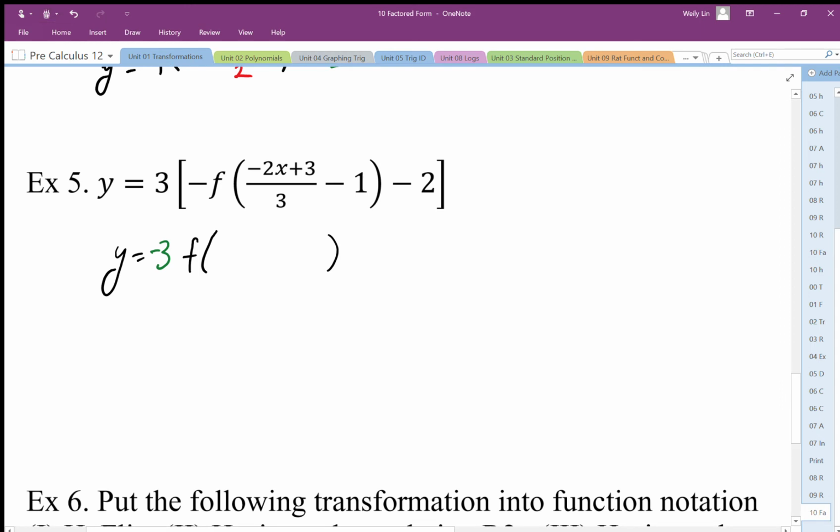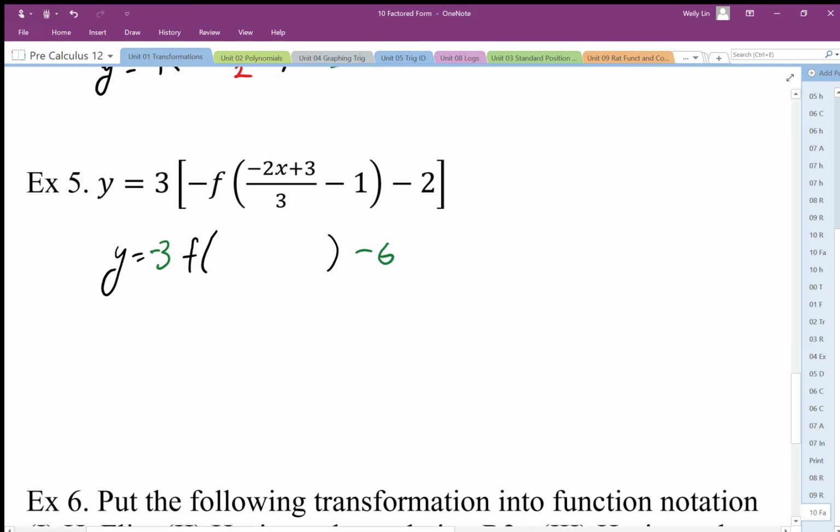And it's going to be minus 6. So 3 times negative 1 is negative 3. 3 times negative 2 is negative 6. So I'm going to do my shift on the outside last as well, because that makes it a little bit easier.